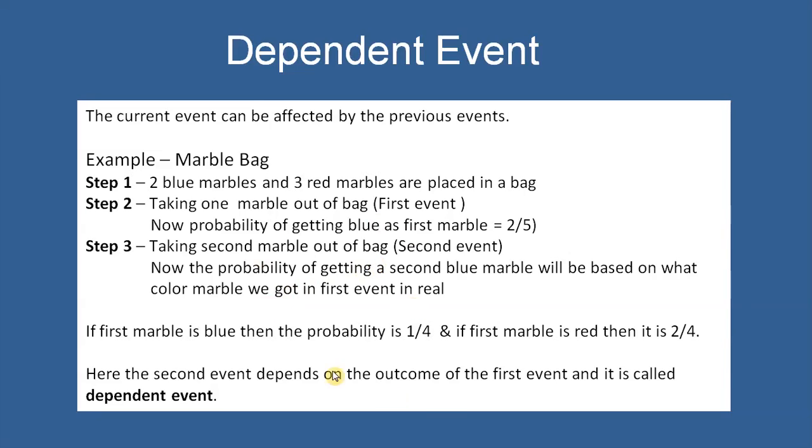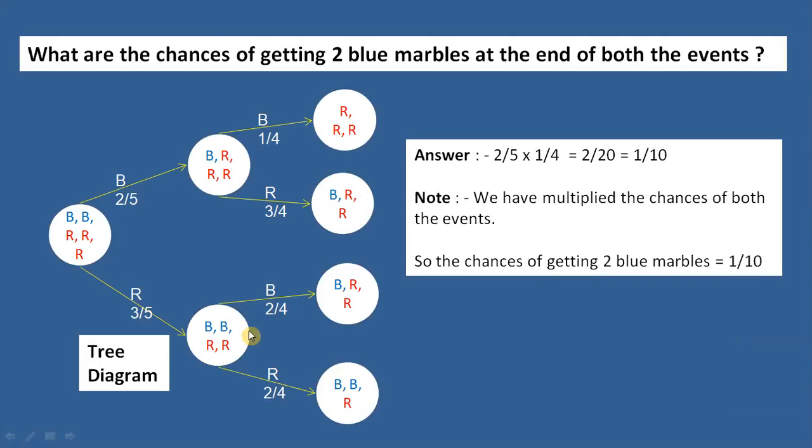Now the probability of getting a second blue marble will be based on what color marble we got in the first event. In the first event, we may get red or blue. So depending upon the first event, the probability is 1 by 4 if we get a blue marble first. I will explain this with this diagram.